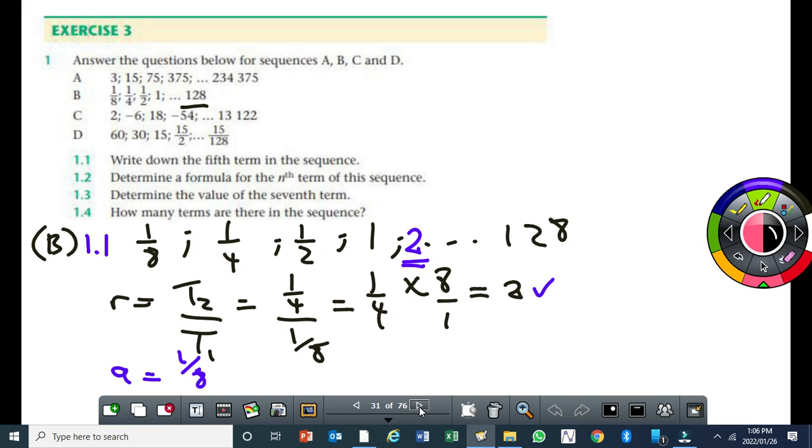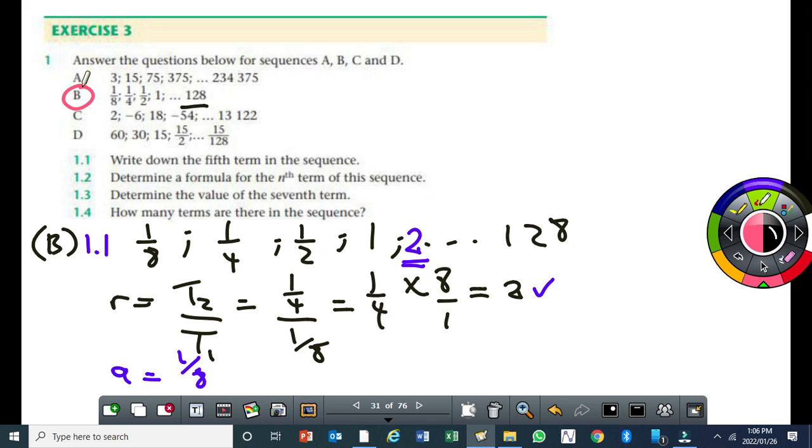For 1B, we are supposed to answer these 4 questions based on that sequence B. So for each of these sequences, you must answer these 4 questions. So I chose B.